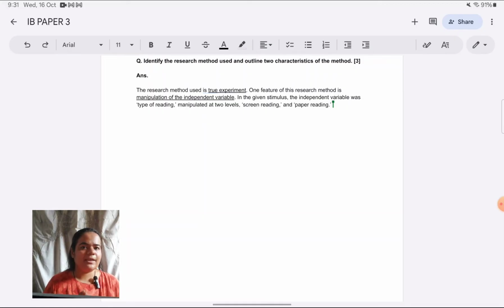Another feature or characteristic is standardization. Please excuse my typing. So another feature is standardization of the procedure.